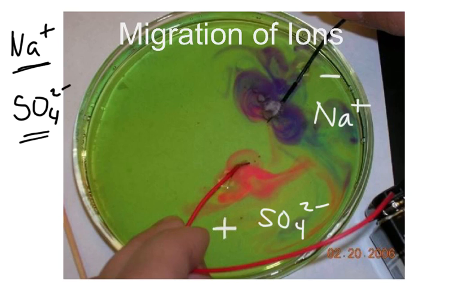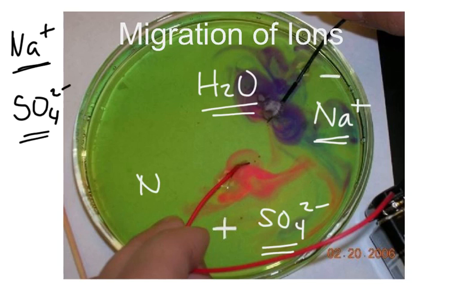Now, besides the ions over here, there's definitely water in contact with that wire. So the reaction is either going to be sodium ion changing or the water changing. And on the positive wire, it's either going to be sulfate ions changing or water that's changing. So water is always one of our choices.